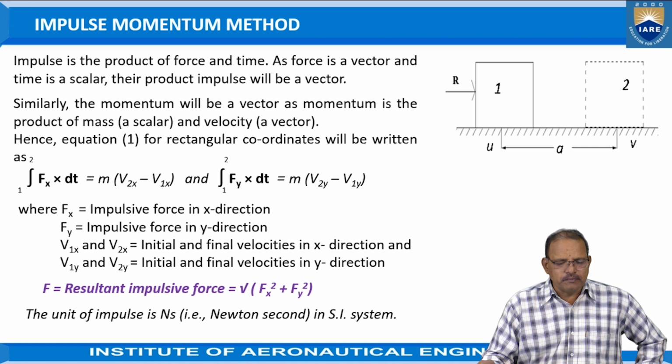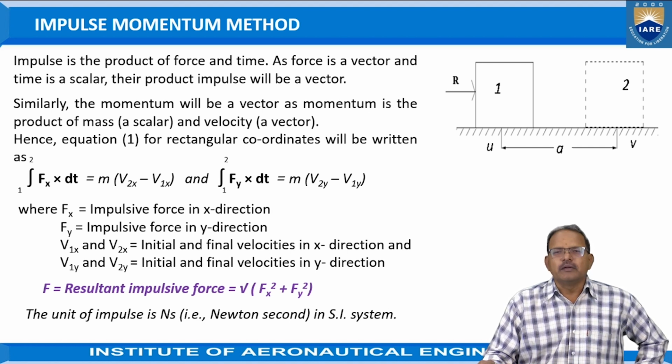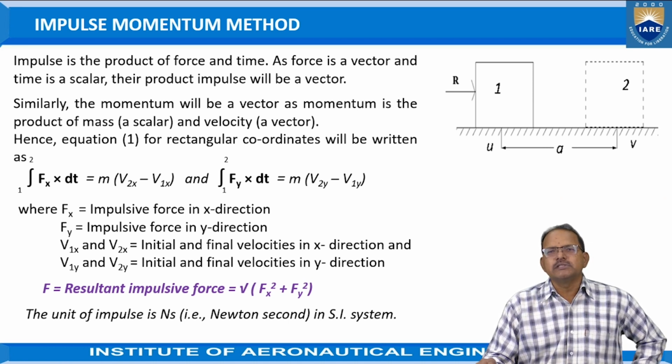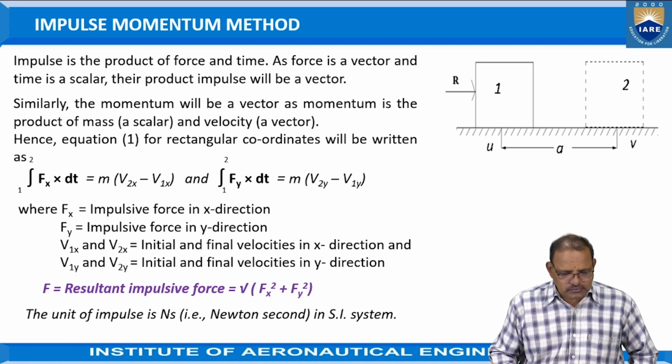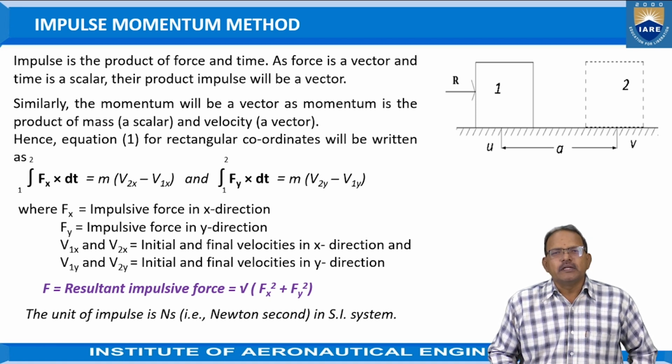where Fx and Fy represent the impulsive forces along the x direction and y direction respectively, and v1x and v2x represent the velocity components of the first and second bodies along the x direction, and v1y and v2y represent the velocity components in the y direction. Now, F represents the resultant force, which is equal to the square root of Fx squared plus Fy squared.